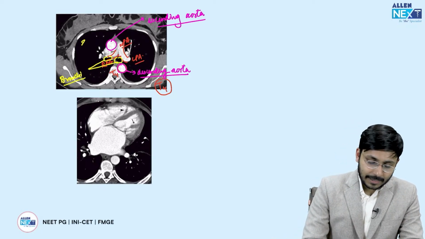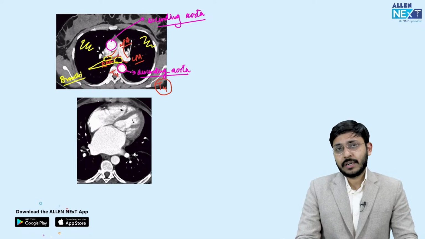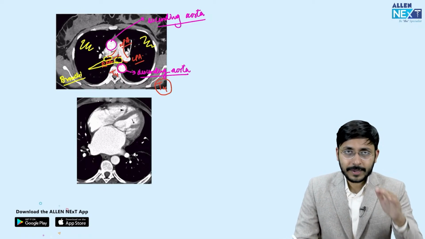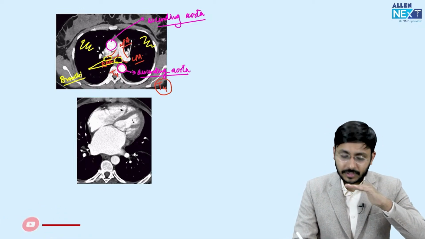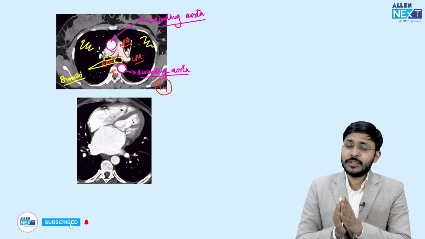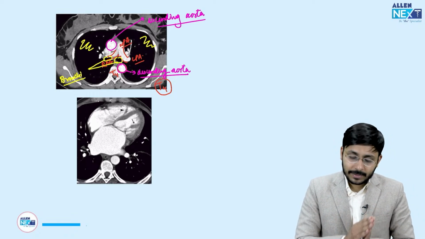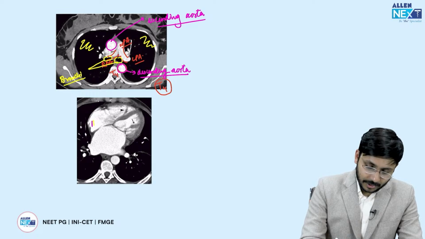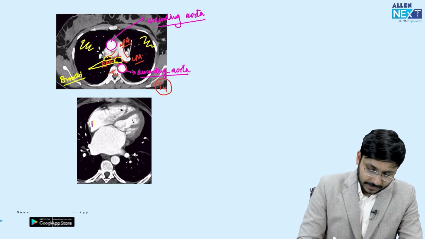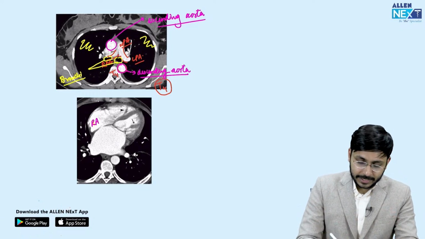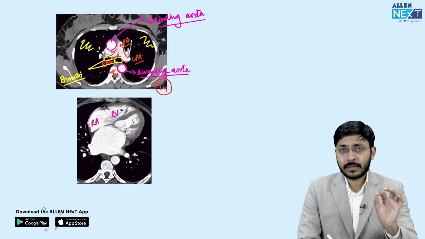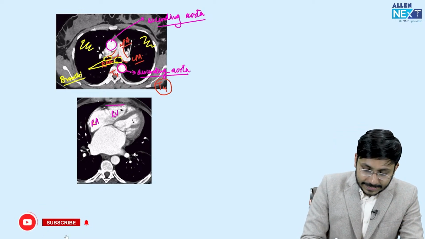And these black structures, all these are your lungs. Now coming on to a lower section at the level of the heart, we have the four chambers of the heart. So we'll quickly label them. This will be your right atrium, which is opening into the right ventricle. So remember, the right ventricle is an anterior chamber.